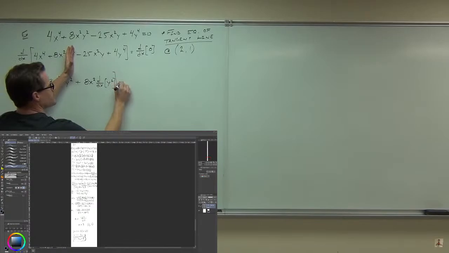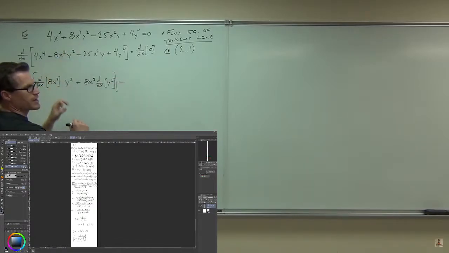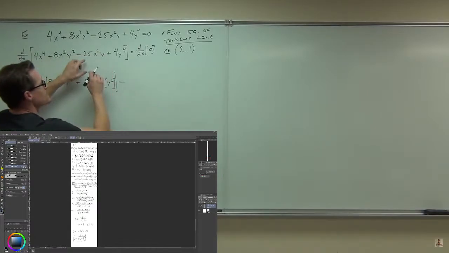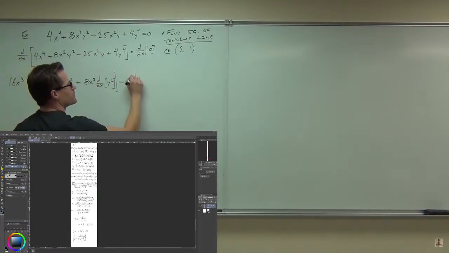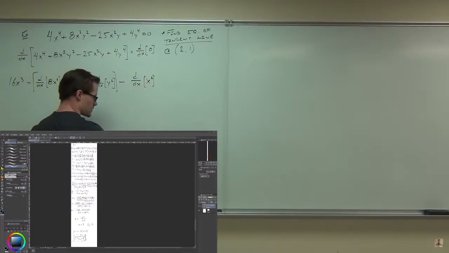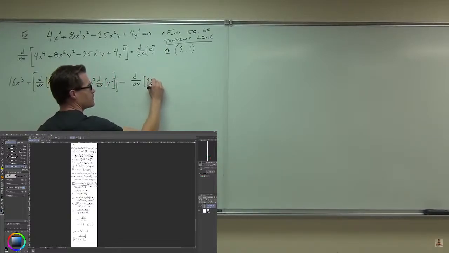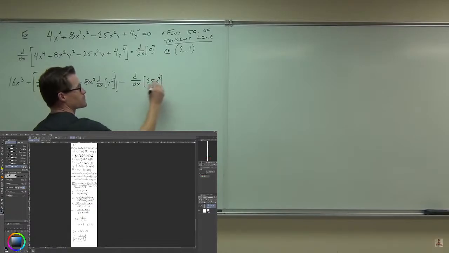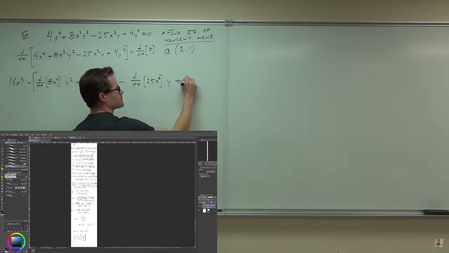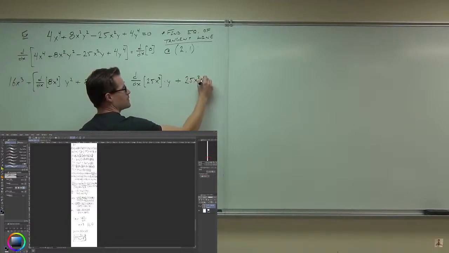I have a minus sign, so I'll write a minus 25x squared y. That's still a product rule. Product rule says maybe take the 25 with the x squared. d/dx of x squared. That's the derivative of the first. Sorry. Derivative of the first times the second plus the first times the derivative of the second.